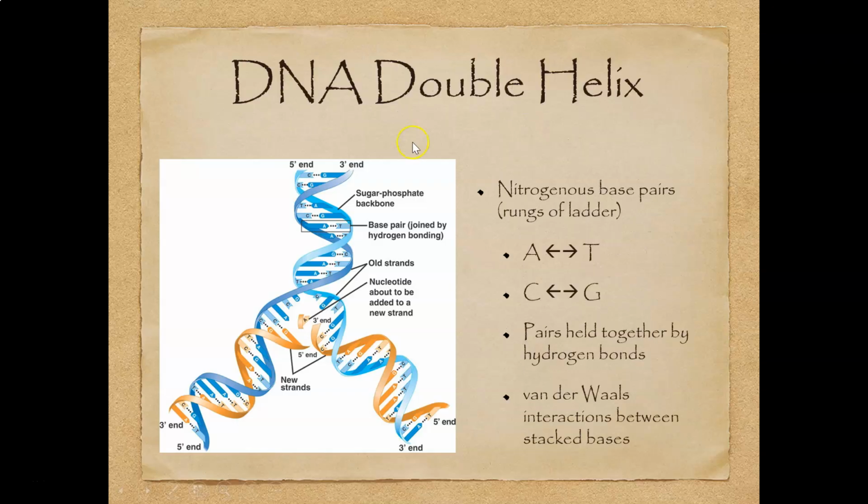And then the sugar and phosphates are in your backbone. And then in the middle of that ladder is where you get the rungs, or your base pairs, A to T, C to G in DNA. And again, those are held together by those hydrogen bonds.